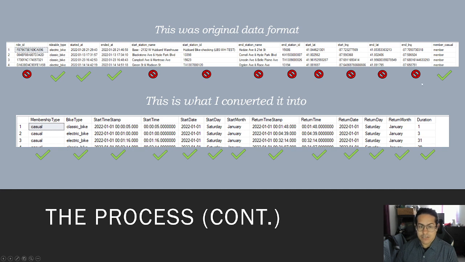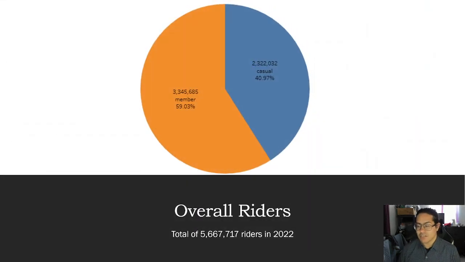So that's what the actual data itself looks like after the cleaning process. Now we can start looking into some of the charts and see how things actually played out. So when we look at the total amount of rides, there were 5,667,000 rides in the 2022 calendar year.